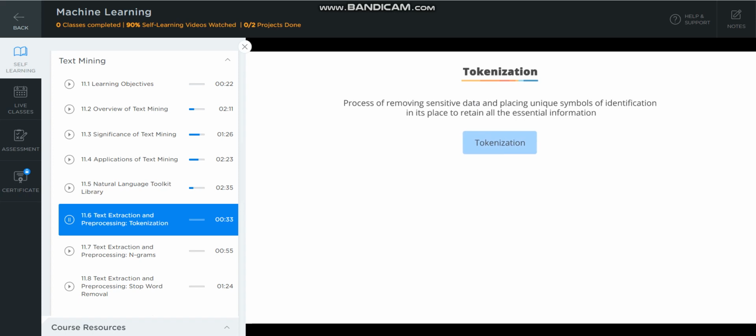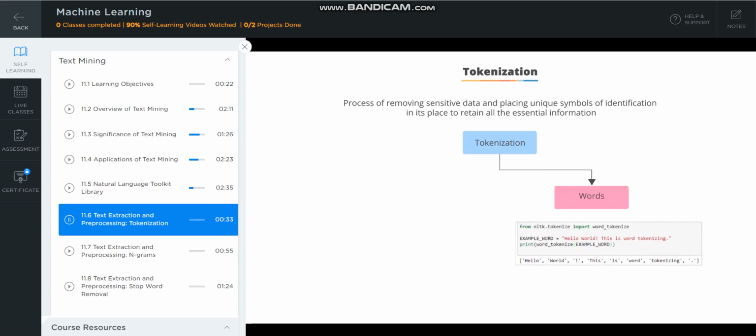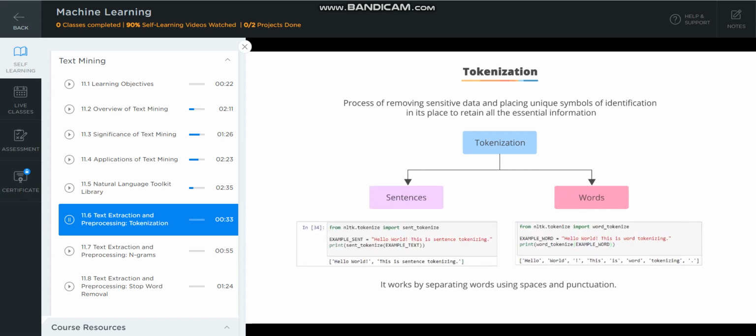Tokenization is the process of removing sensitive data and placing unique symbols of identification in that place in order to retain all the essential information concerned with the data by its security. It is a process of breaking running streams of text into words and sentences. It works by segregating words using punctuation and spaces.